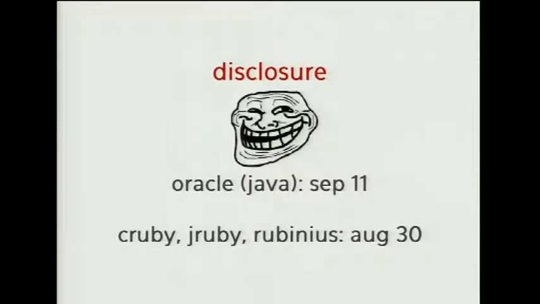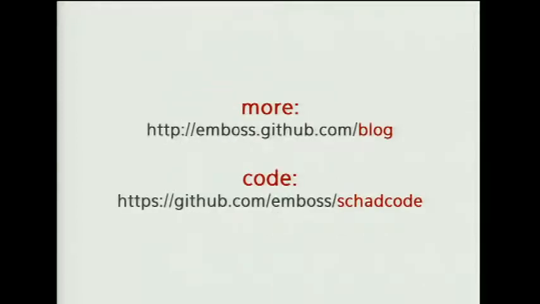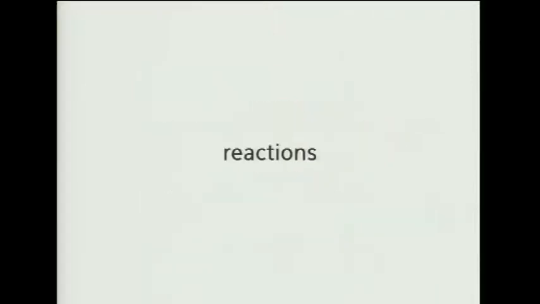We reported our findings, first to the Java people, then to the Ruby people. An oCERT advisory was created, CVEs were assigned. If you want to find out more about the attack, especially how to choose those differences, D1 and D2, which I didn't actually talk about, and if you can bear to read it, it's on my blog. And if you want to play with the proof of concept code, it's on my GitHub account. So Schadcode is what you get if you apply Schadenfreude to hash functions. Have fun with that. And let's see what the reactions were.